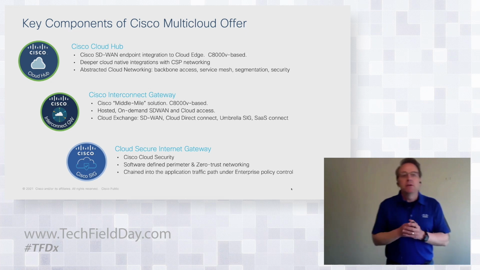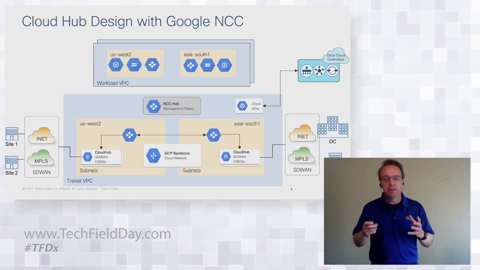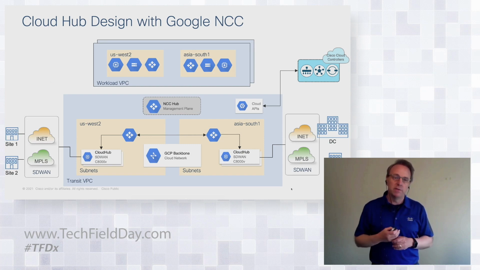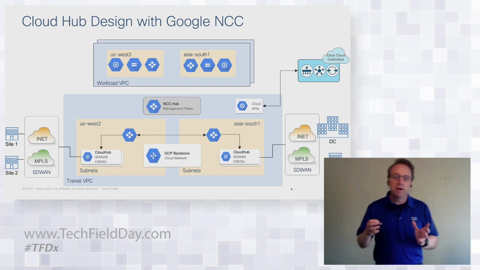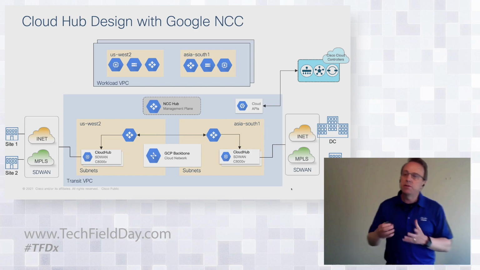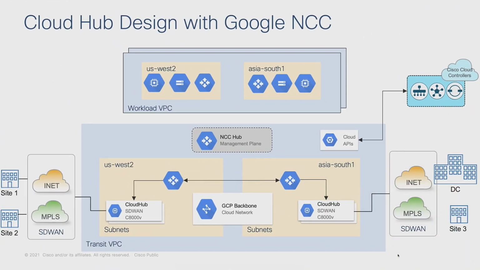Okay. So let's talk about our Cloud Hub design with Google NCC. What we see here is just a basic overview of the architecture of the design, or of our service. We're basically based on a transit VPC architecture, and you can see here we have clusters of SD-WAN hubs that you'd be placing in different regions. The customer can instantiate these using vManage, right?